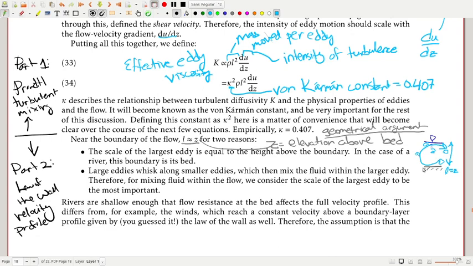So rivers are shallow enough that the flow resistance posed by the bed affects the full velocity profile, and this makes them different than the atmosphere. We talked a little bit last time about the fact that this equation could also be used for the atmospheric boundary layer. But above the boundary layer that's affected by things like buildings and tall trees and mountains and so forth, there is a layer of air that is moving at essentially a constant velocity. And that just doesn't exist, at least in any river that I know of.